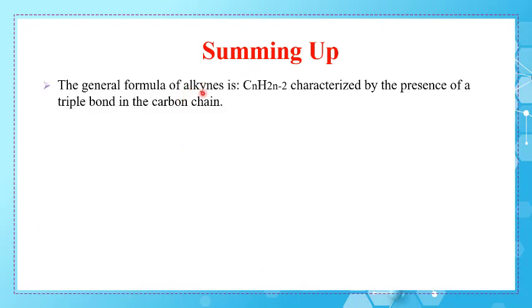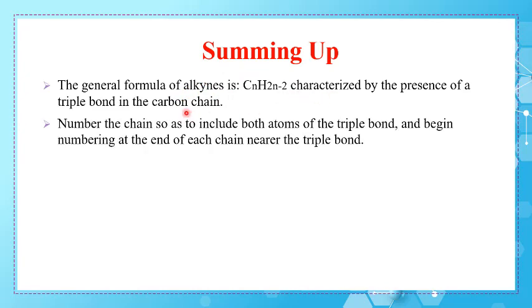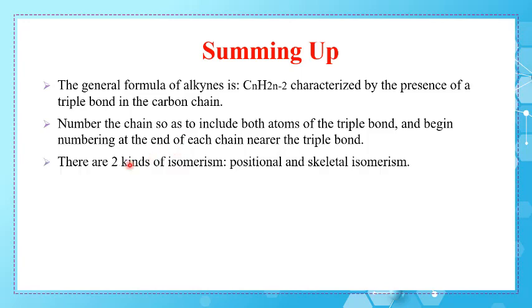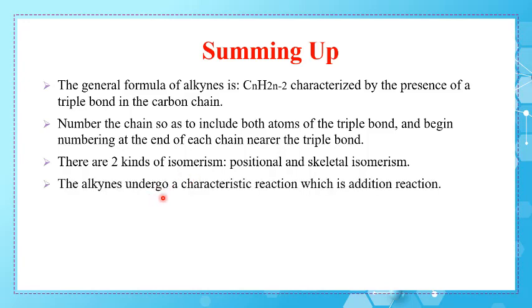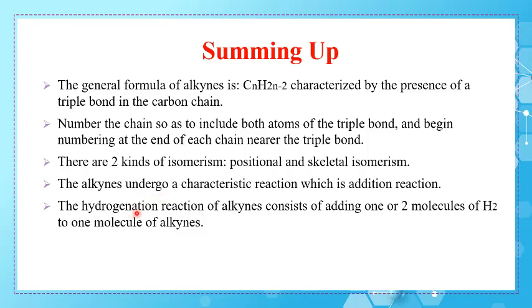Summing up, the general formula of alkynes is CnH2n-2, characterized by the presence of a triple bond in the carbon chain. Number the chain so as to include both atoms of the triple bond, and begin numbering at the end of the chain nearer the triple bond. There are 2 kinds of isomerism, positional and skeletal isomerism. The alkynes undergo a characteristic reaction, which is addition reaction. The hydrogenation reaction of alkynes consists of adding 1 or 2 molecules of H2 to 1 molecule of alkyne.